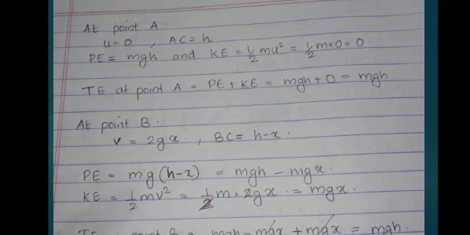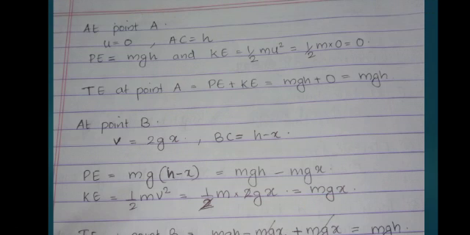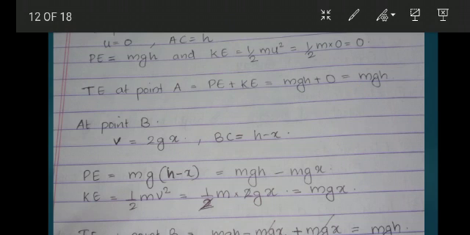Kinetic energy KE is equal to half mv squared. We have the value v squared is equal to 2gx, so that is half into m into 2gx. The 2 and 2 cancel and we get mgx. Now we have to find the total energy.